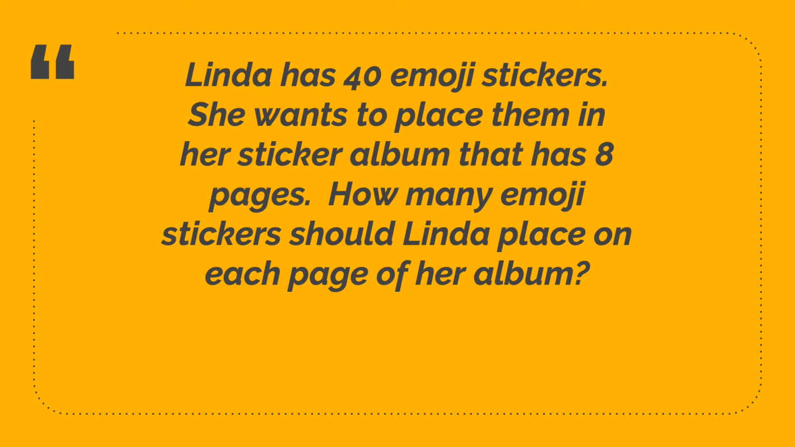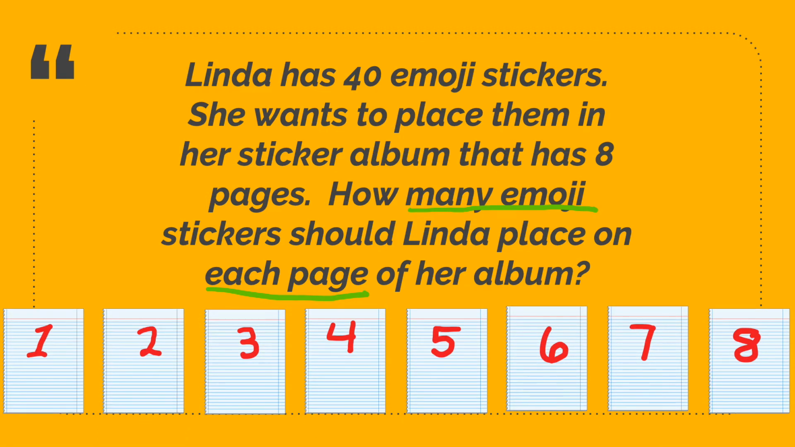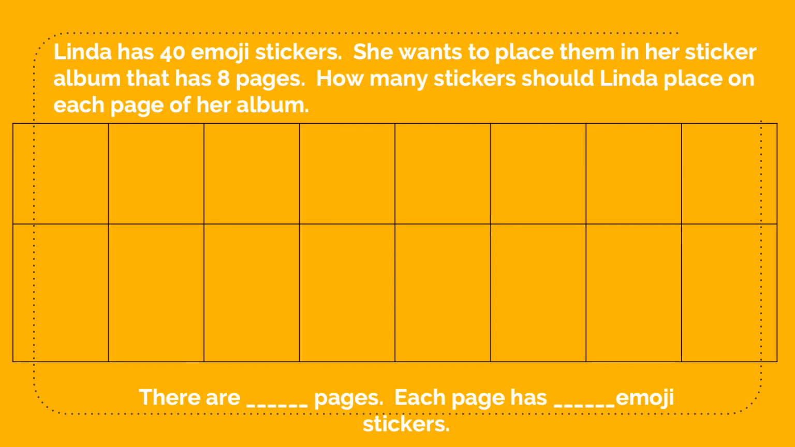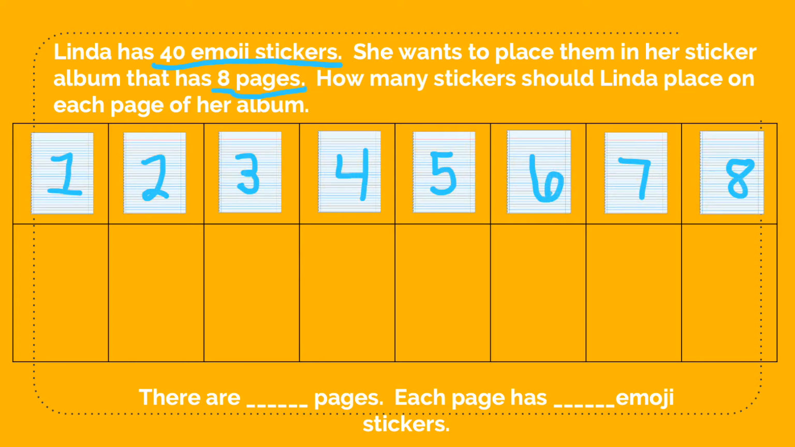First, we need to understand the question. We want to know how many emoji stickers each page will get. To figure out the answer, I need to divide or share the emoji stickers evenly between the 8 pages. In this problem, we know there are 40 emoji stickers that need to be placed on 8 pages equally. To determine the answer, I need to divide or separate the emoji stickers evenly between the 8 pages.